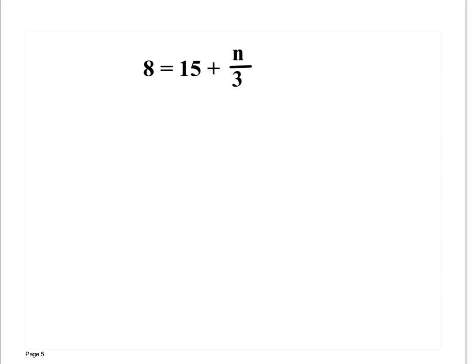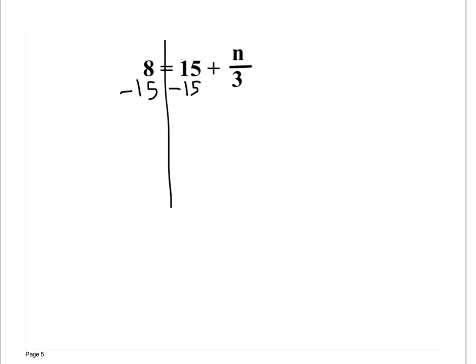8 is equal to 15 plus n divided by 3. So I split it in half. Okay, what I do to one side, I have to do to the other. I look at what's being done to n. I'm dividing it by 3 and then adding 15. Order of operations says I would divide before I add. So we have to go in reverse of that. We have to subtract 15 from both sides.